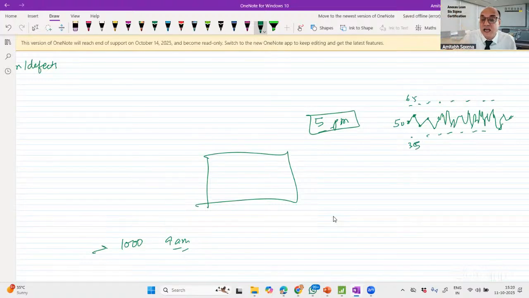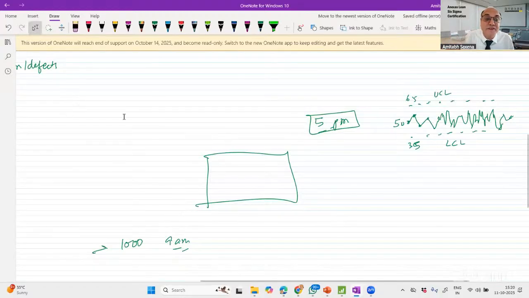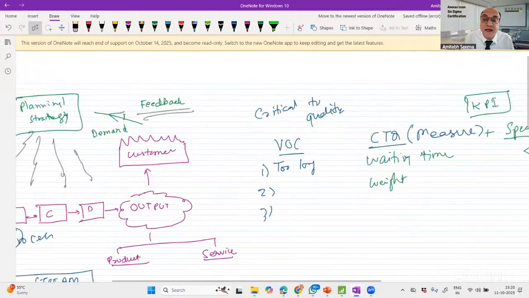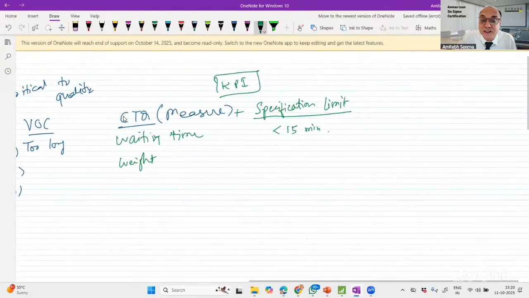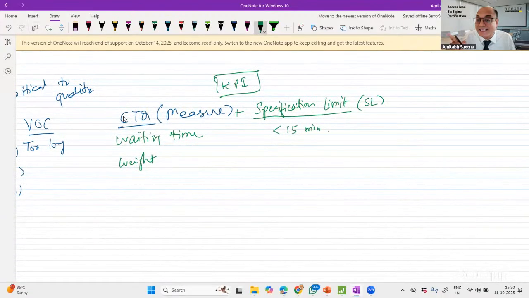We call these control limits. We call it LCL and UCL. These LCL and UCL are not the specification limits. Please understand, specification limit is given by the customer. I just told you here, specification limit is also known as SL. SL, specification limit. Please remember SL.